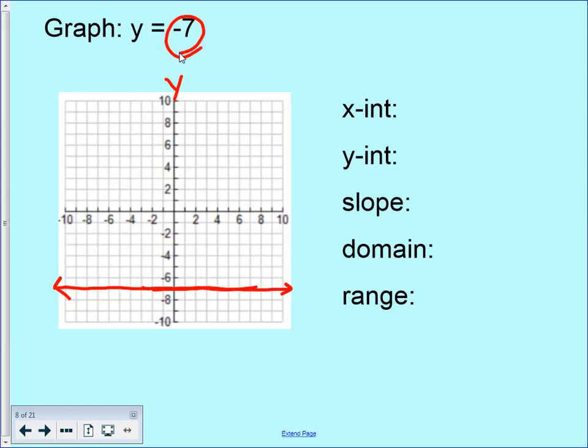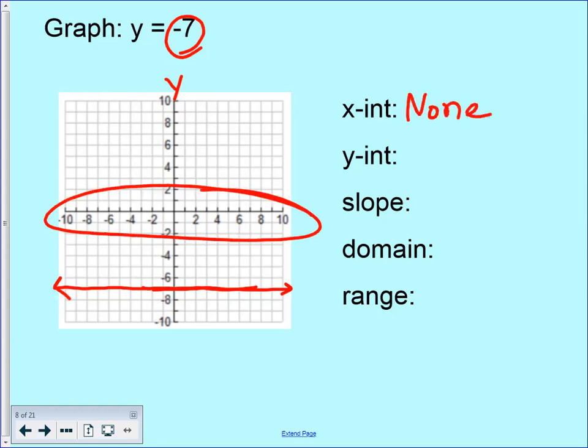All right, so now with that being said, looking at this line, first thing I see is I don't see any crossing this x-axis, which means I have no x-intercepts. My y-intercept is right here at (0, -7). My slope is 0. We've talked about this. If there's no rise, then there is no slope. Or I have a slope, the slope is 0.